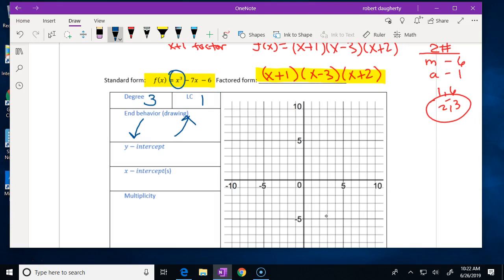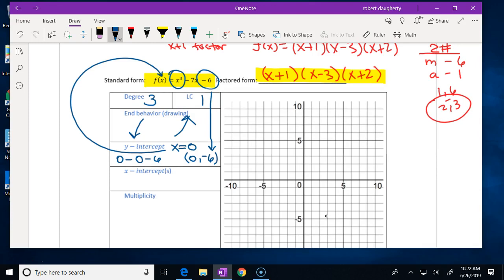The y-intercept is what you get when you set x equal to 0. That is easiest to do in this first equation, okay? Because if x is 0, I would get 0 minus 0 minus 6. So the y-intercept is negative 6. Basically, all it is is copying that number down right there. That's how you get the y-intercept from standard form. Now in factored form, you would have to plug in a 0 here. You would get 1 times negative 3 times 2, which is negative 6. You would get there the same way, but there's a possibility of making math mistakes.